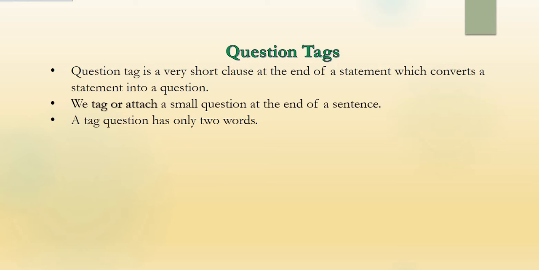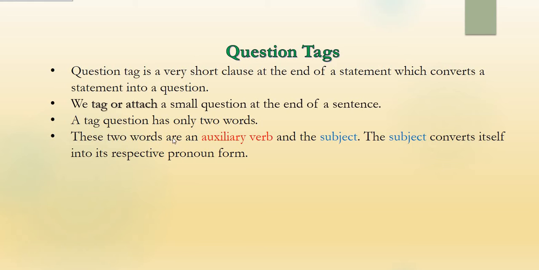A tag question has only two words. Now, for example, we can see: we tag or attach a small question at the end of a sentence. This is a positive sentence. This ends with a full stop, and we convert this sentence by adding only two words at the end with a question mark. When we put a question mark after a sentence, it is a question. A tag question has only two words, and they are an auxiliary verb and a subject.